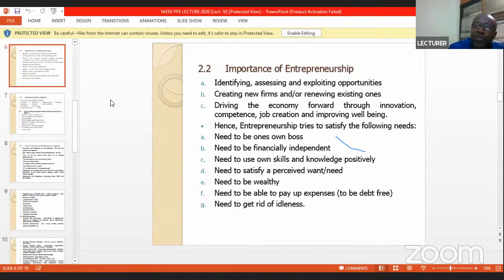From an economic point of view, we must differentiate between wants and needs. They need to be wealthy. Entrepreneurship helps one to be wealthy. They need to be able to pay your expenses. In other words, you are debt free. You don't owe anybody. The next one, they need to get rid of idleness. Entrepreneurship helps us to get rid of idleness.